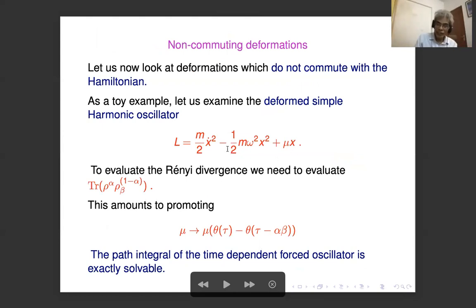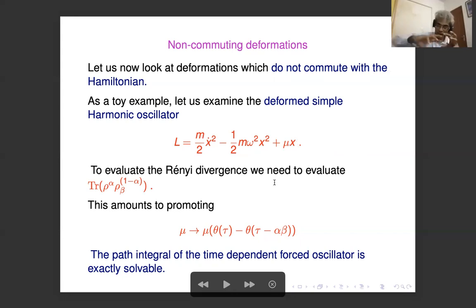Okay, now here's a very simple one. It's a toy example actually, which we all study in quantum mechanics class. So this is the Hamiltonian. You think I've written the Lagrangian, but you can think in Hamiltonian also. So this is an oscillator with a forcing term, a deformed oscillator with a forcing term.